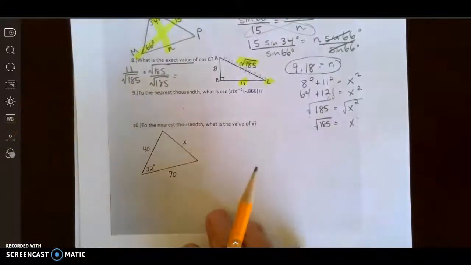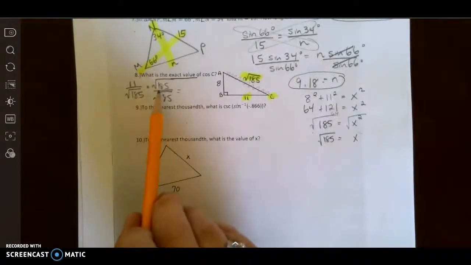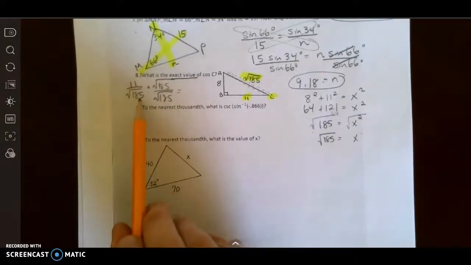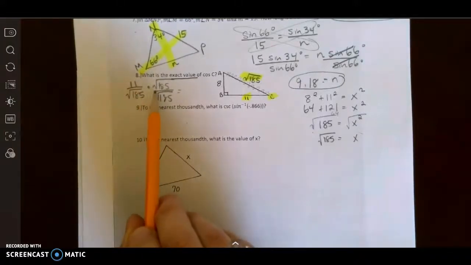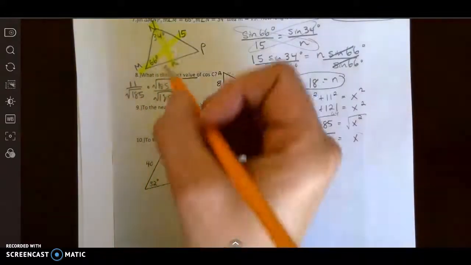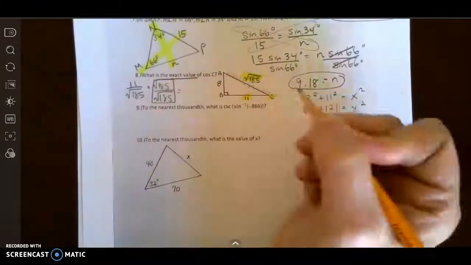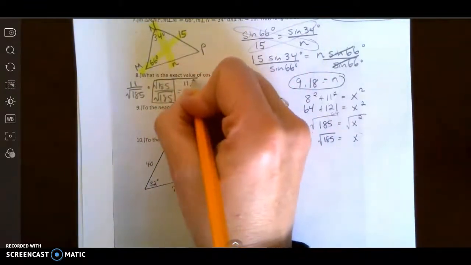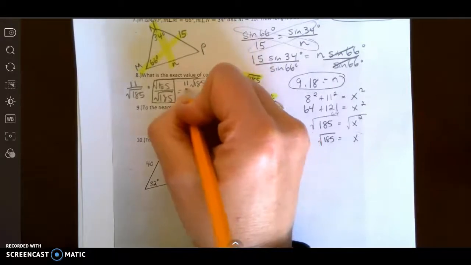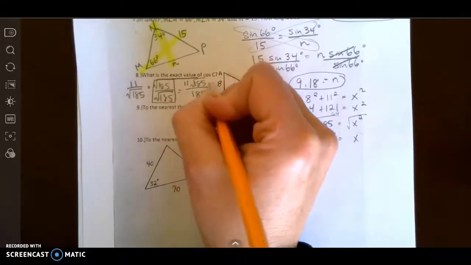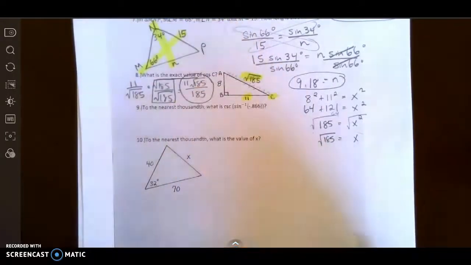Right, so let's finish up number 8, because we had 11 divided by the square root of 185, but we have to rationalize the denominator. So we multiply by the square root of 185 over the square root of 185, which is really just a giant number 1. So we get 11 times the square root of 185 all over 185. And that's my final answer.